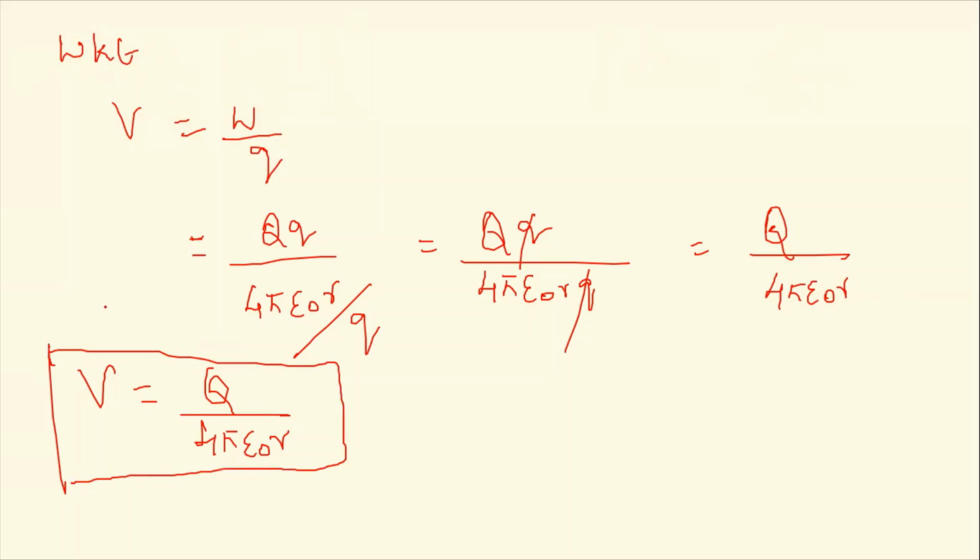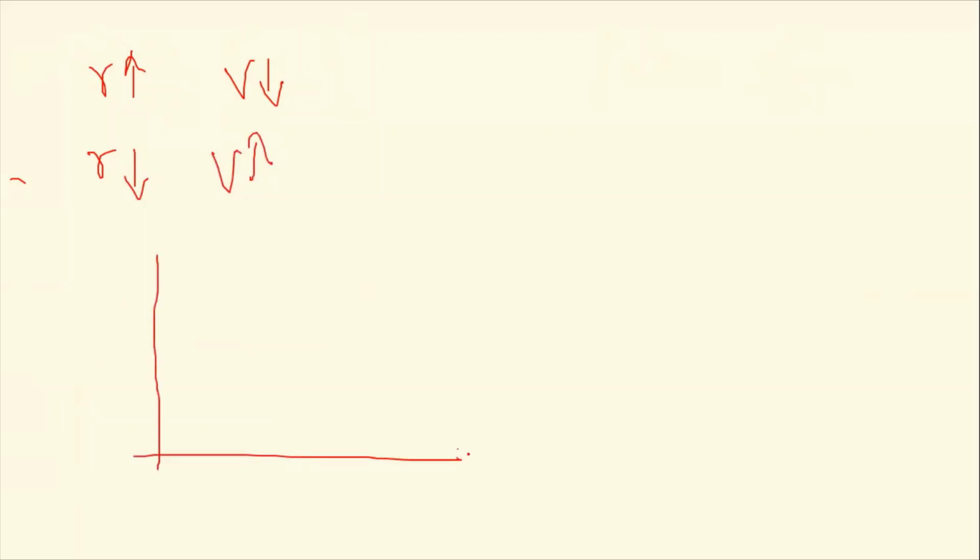So from this you can observe that V is inversely proportional to distance. That means if the distance increases, what will happen? Distance increases, potential will decrease. If the distance is less, if we are closer to the charge, potential will increase. If you represent this graphically with distance on the x-axis and potential on the y-axis, the graph will be like this. The potential will keep decreasing as the distance increases.